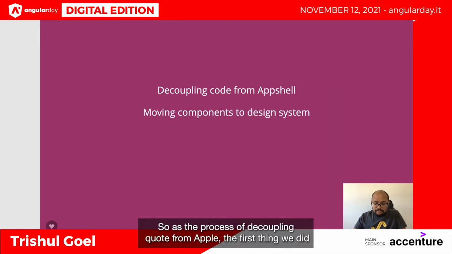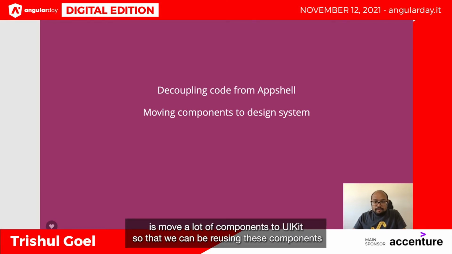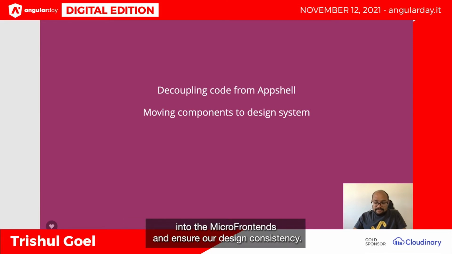As part of the process of decoupling code from Appshell, the first thing we did was move a lot of components to UIKit so that we can reuse these components in micro frontends and ensure our design consistency.